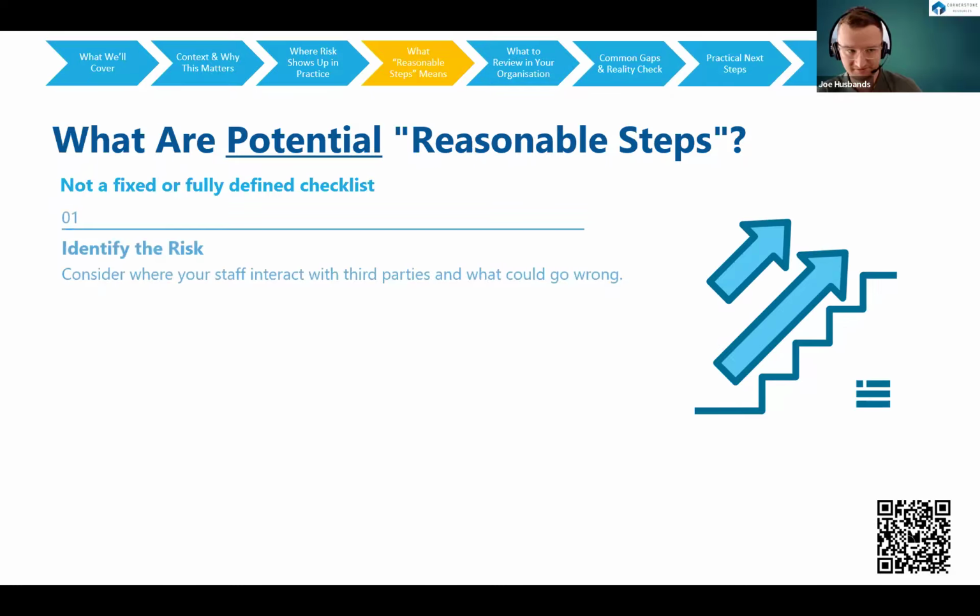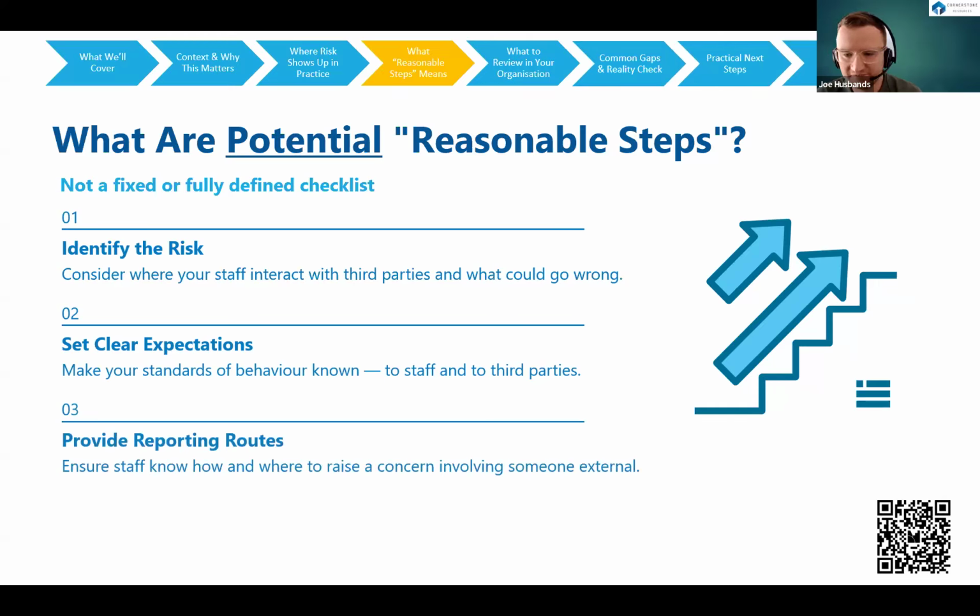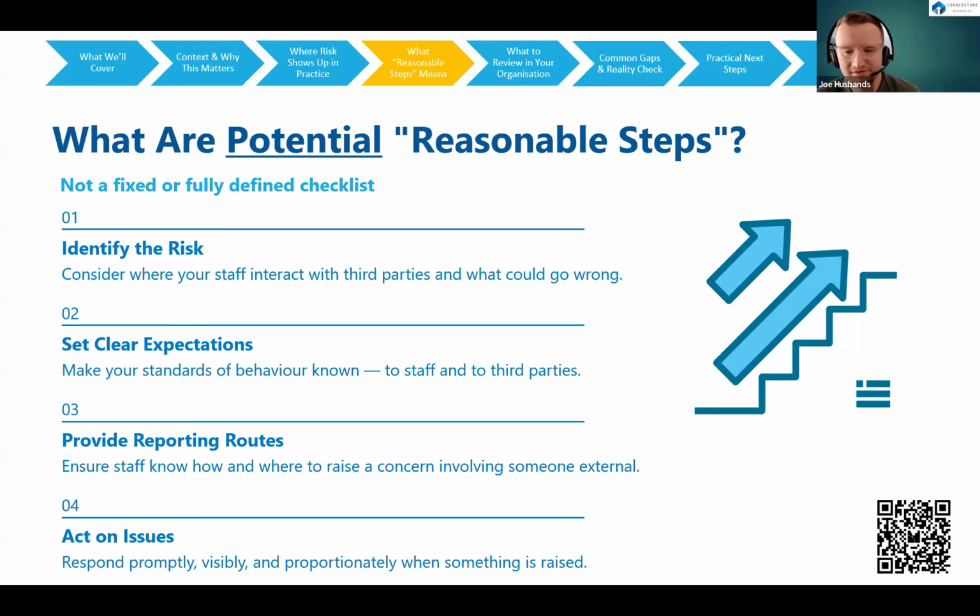First is identify the risk. Think about where your people interact with third parties and what could realistically go wrong in those situations. Second, setting clear expectations. Making it clear what behavior is acceptable, not just internally, but externally as well. Thirdly, providing reporting routes so people know how and where to raise concerns, including where those concerns involve someone outside the organization. And then also acting on issues, so responding in a way that's timely, visible, and proportionate when something is raised.